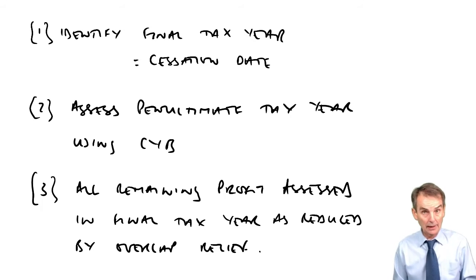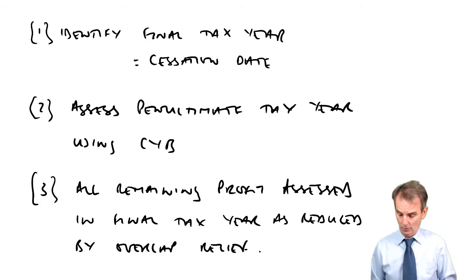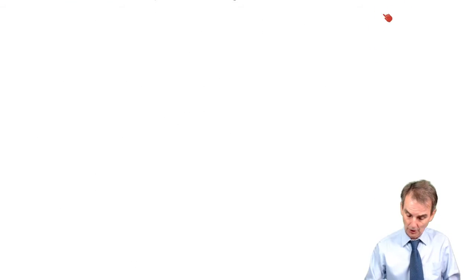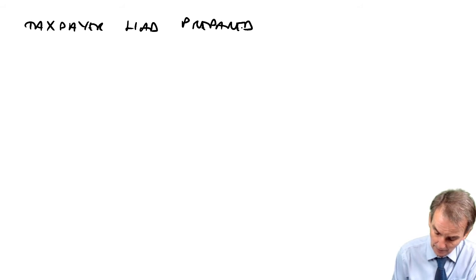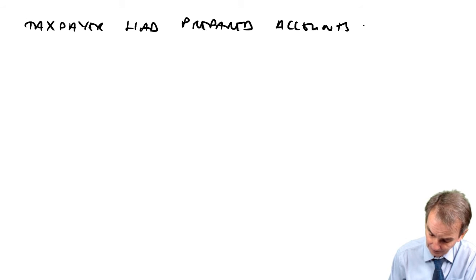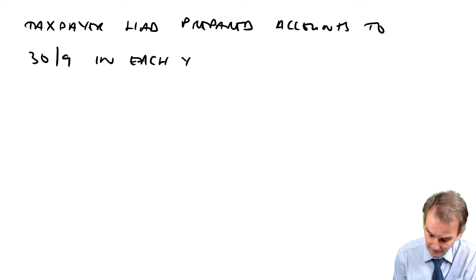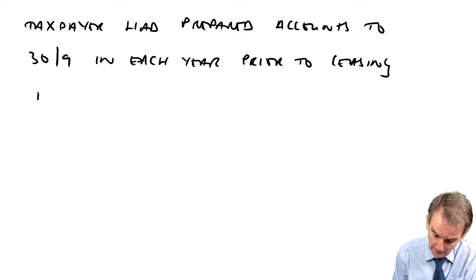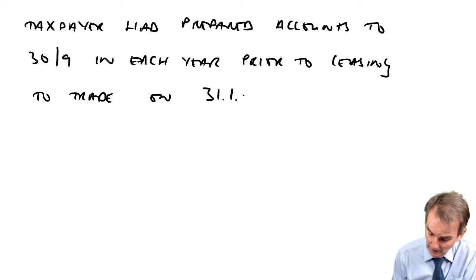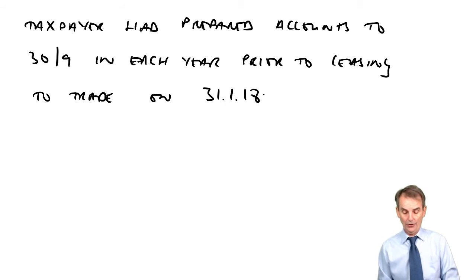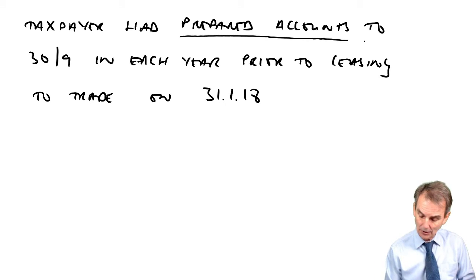Okay, let's therefore work a little example based on those rules and see how we deal with it. So, we are told the taxpayer had prepared accounts to the 30th of September in each year prior to ceasing to trade on, well, let's make that the 31st of January 2018, prior to ceasing to trade on the 31st of January 18. So we'd originally prepared accounts through to the 30th of September.